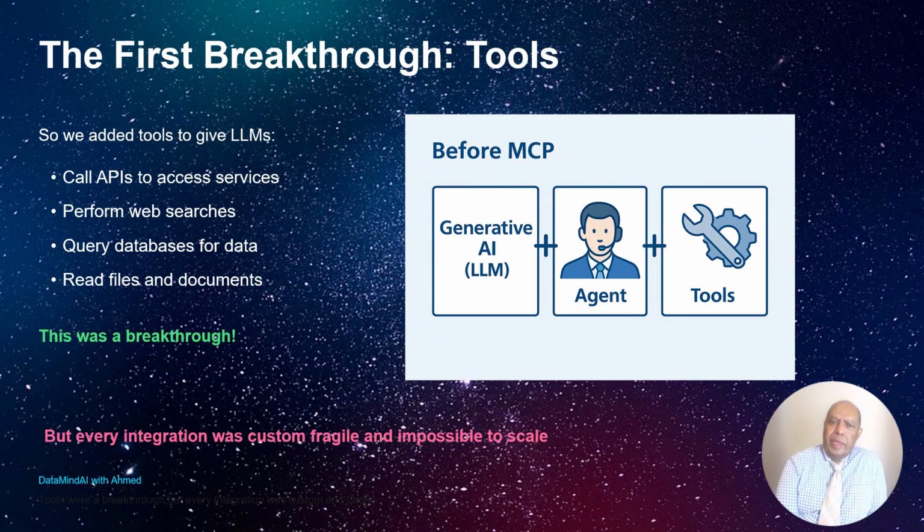This made everything fragile. Changes to your system meant rewriting integrations. It introduced security risks because there was no standard security model, and most critically, it was impossible to scale. What worked in one framework wouldn't work in another. What worked for one company was useless to the next.